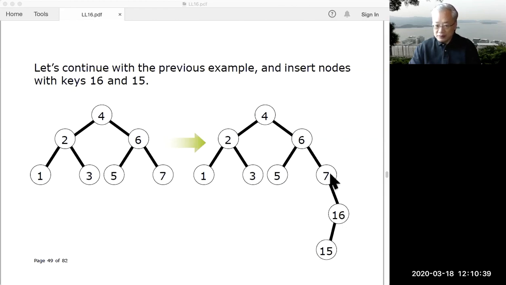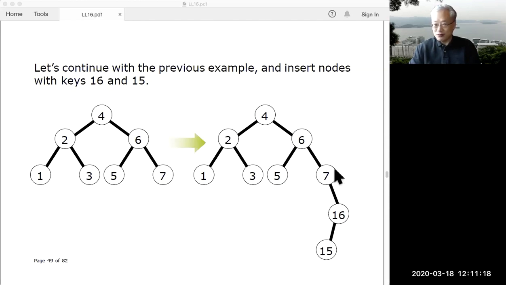And then this 7 will be the first node to detect a problem, okay? Because this 16 will say, I have no problem. I have only one child on the left-hand side, no child on the right-hand side. So this 16 will say, I don't have a problem after insertion. And then this 7 will say, I have got a problem because I have no left subtree, or I should say the height of the left subtree is zero, but I have too many nodes in the right subtree. So 7 is the first node to report a problem.